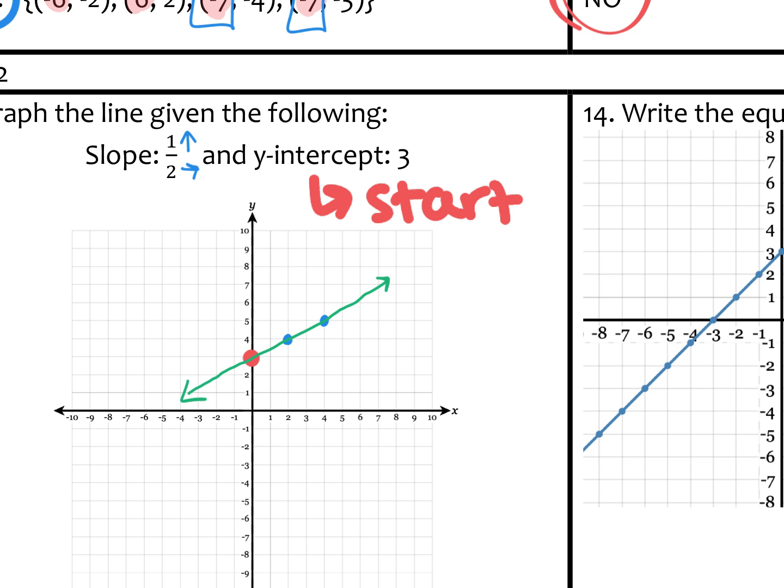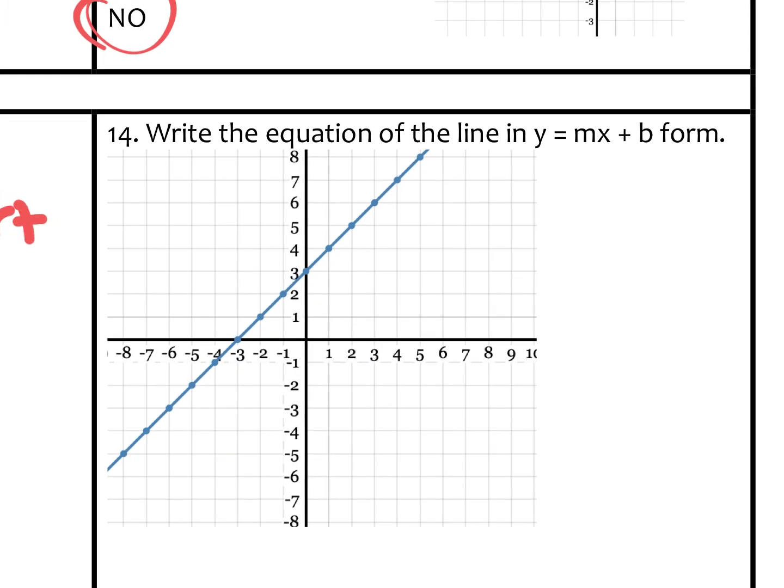Okay. Write an equation of the line in y equals mx plus b form. You got to remember that m is your slope, b is your start. So our start here is 3. Okay, and now I just need to find my slope. I find my slope using those slope triangles.